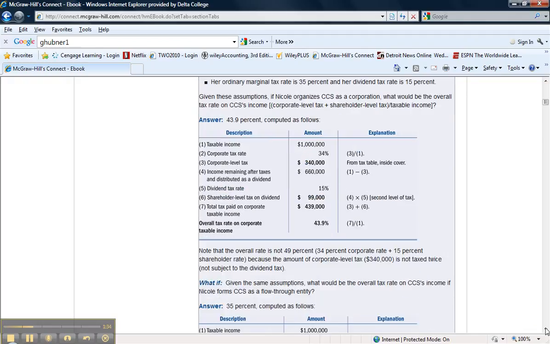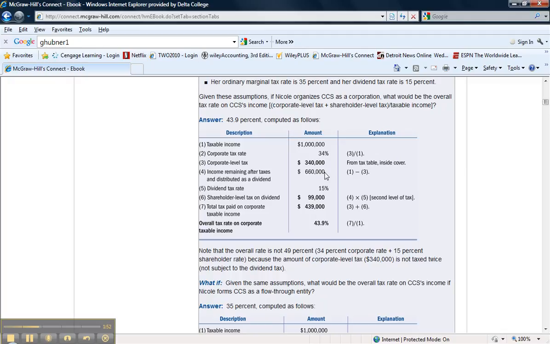So here's how the double taxation works out. Here's the corporation's income, 34%. You can look up the corporate tax rates on the inside cover of your book, but this is the most generally assumed corporate tax rate. That means the corporate level tax will be $340 and the remainder is $660.